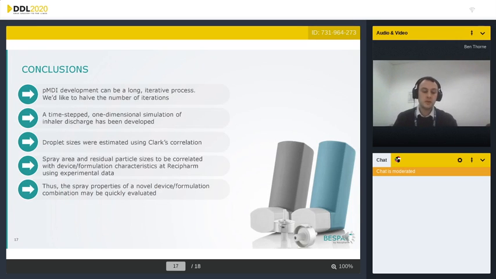So just in conclusion, we aim to reduce the development time of pMDI products by 50%. A transient time-stepped one-dimensional model has been applied using Clark's correlation as well. Predicted residual particle size and spray pattern are going to be correlated with device and formulation properties by an ongoing study at Recipharm. And using the predictive model, the aerosol characteristics can be optimized before producing any prototype devices, thus saving many iterations.